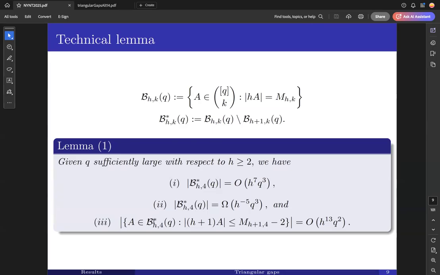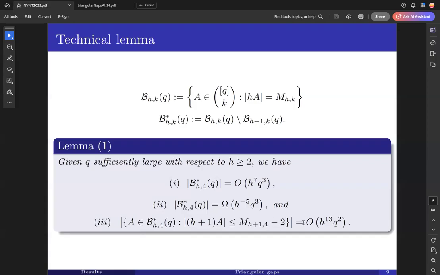This third statement says the elements in B star H whose H plus 1 fold sumset is of size less than the max minus 2 is bounded above by H to the 13th Q squared. So what are these first two saying? They're saying the number of boundary elements is at least Q cubed, or is proportional to Q cubed.